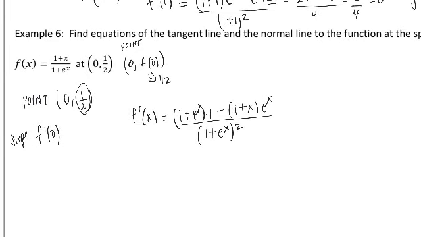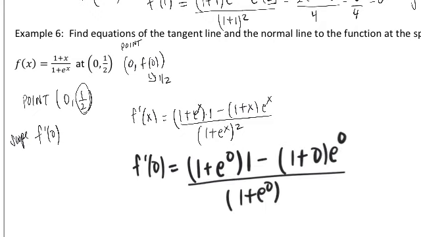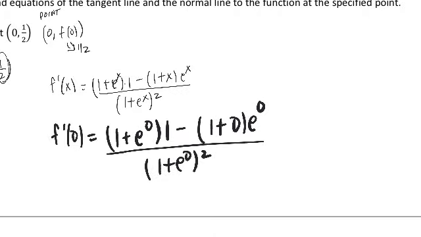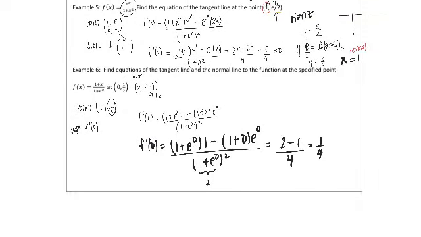So now we need f prime of 0, so you can just go 1 plus e to the 0 times 1 minus 1 plus 0 times e to the 0 over 1 plus e to the 0 squared. e to the 0 is 1, so this becomes 2 minus 1 over, this is 2, 2 squared is 4. So I get 1/4 for my slope. And so then the slope is equal to 1/4.